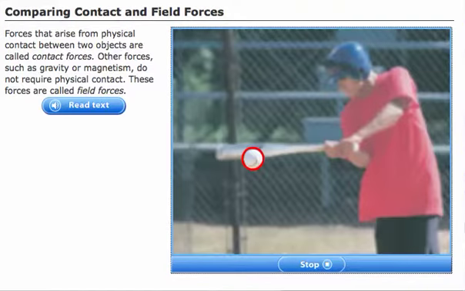Consider the baseball again. Other than the bat, what else does the ball come in contact with? The air. As the ball moves, it comes in contact with molecules in the air and experiences friction. All forms of friction are contact forces.